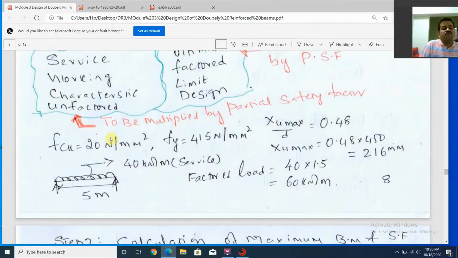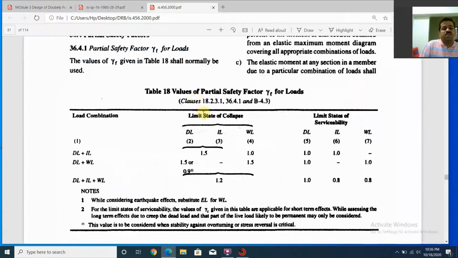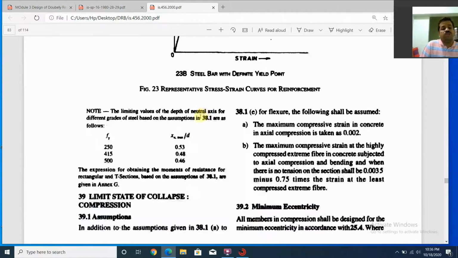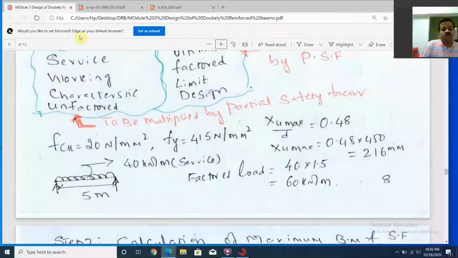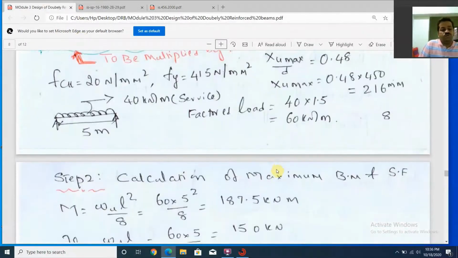The grade of concrete is given as fck 20 Newton per mm square, fy is 415, and xu max by d is equal to 0.48, which is given on page number 70 of the code book, for which we did the derivation. Observe here, for Fe 415 it is 0.48. So with this data, we'll go ahead with the calculation of maximum moment and shear force.